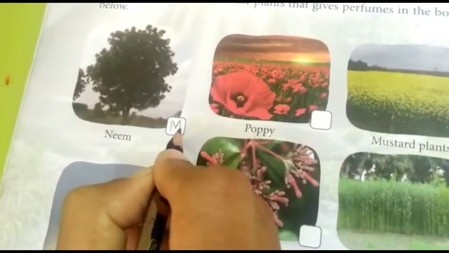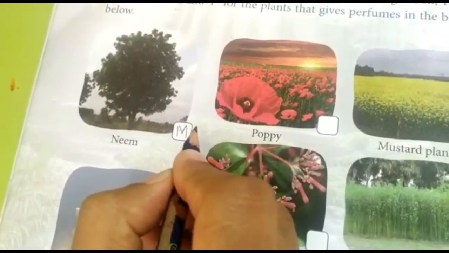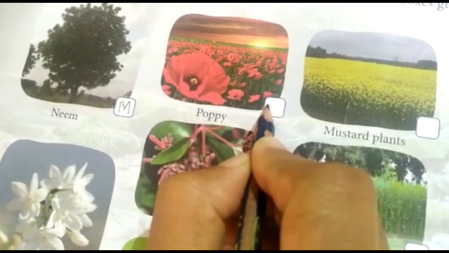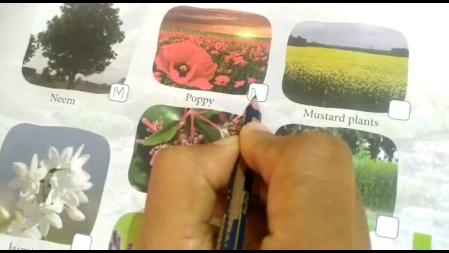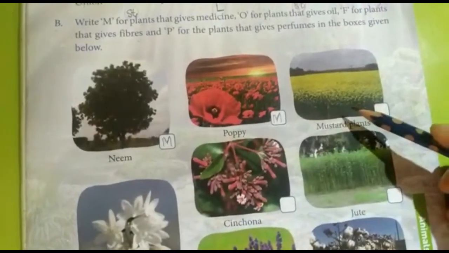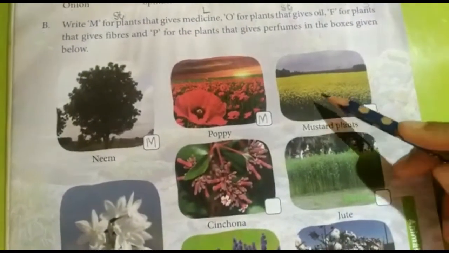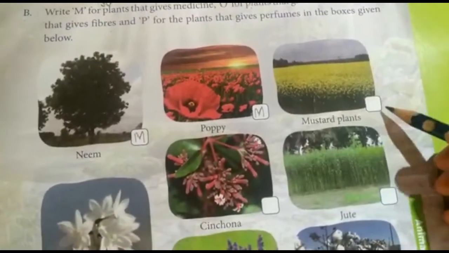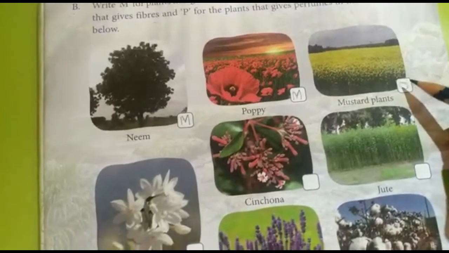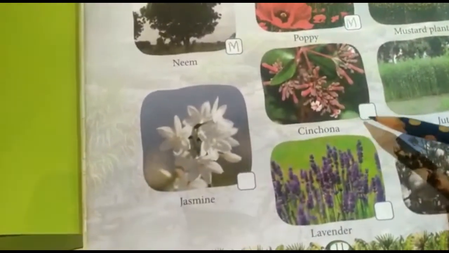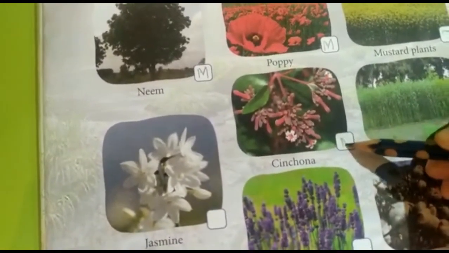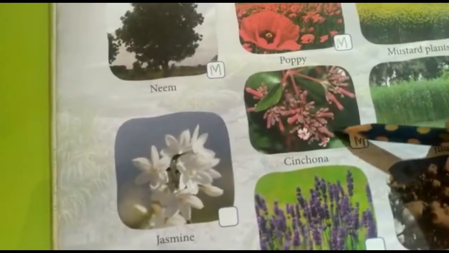M. Next is what? Poppy. We get poppy seeds, right? So this is the poppy flower, and from here also we get medicine. So we write M. What is this now? This is the mustard plant, yellow. Out of this we get oil, mustard oil. We use it for cooking food also. So we write here O, oil. Next is cinchona. From this plant also, we get medicine, medicine for when someone gets malaria.